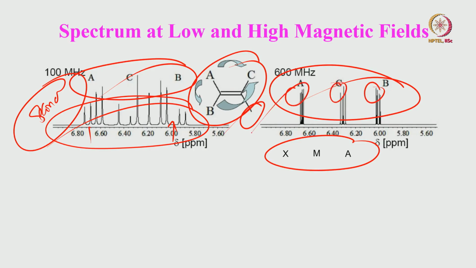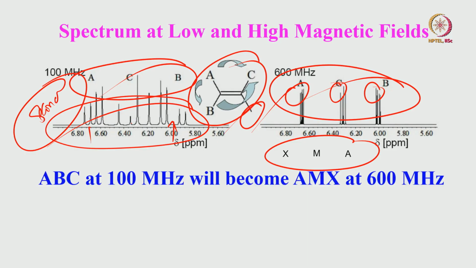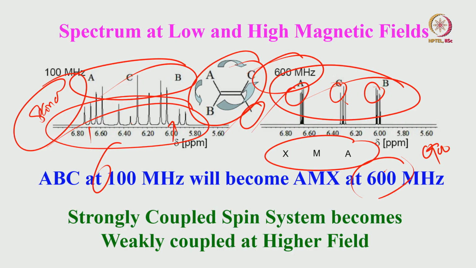But for all practical purposes, compared to this it is easy to analyze, and you can assume this is an AMX case, there is no problem, although there is minute ABC character present in this. This is what ABC at 100 megahertz became AMX at 600 megahertz. If you really want to get a pure AMX, instead of 600 you have to go to 900 megahertz or 1 gigahertz. Then you can see all of them are really pure AMX with all equal intensity. So, strongly coupled becomes weakly coupled at higher field.